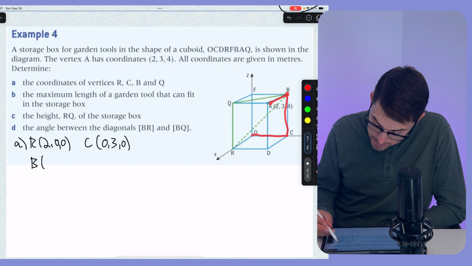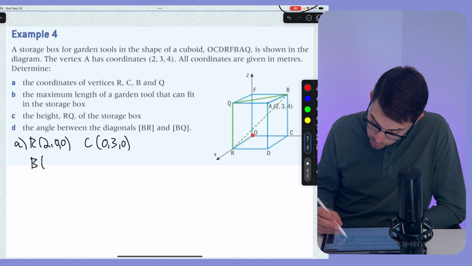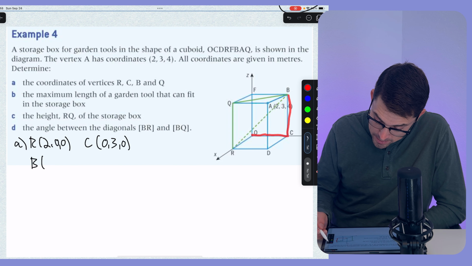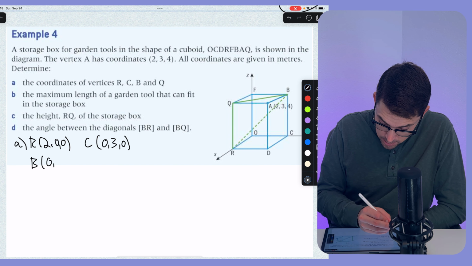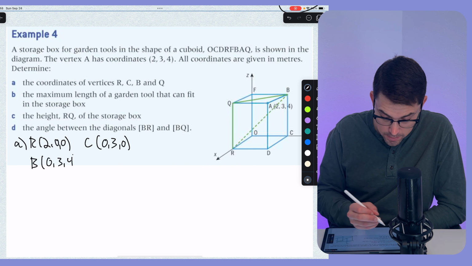Well, again, this has to be the same height as A in order to make this a cuboid, in order to make it a box. So again, no X movement. I had 3 in the Y, and then 4 in the Z. So I'd have 0 in the X, 3 in the Y, 4 in the Z.